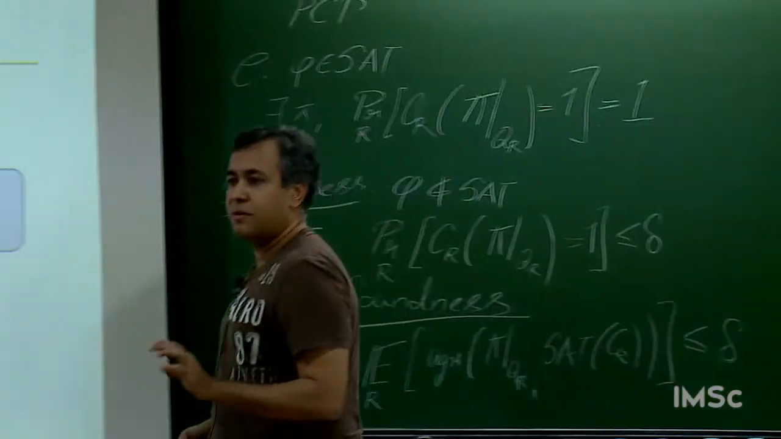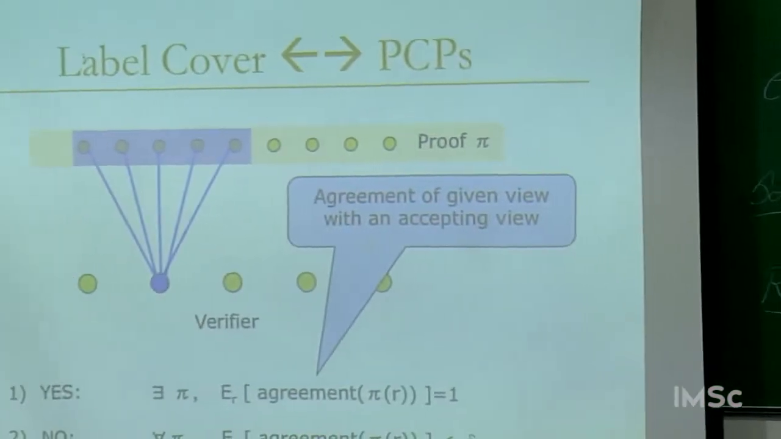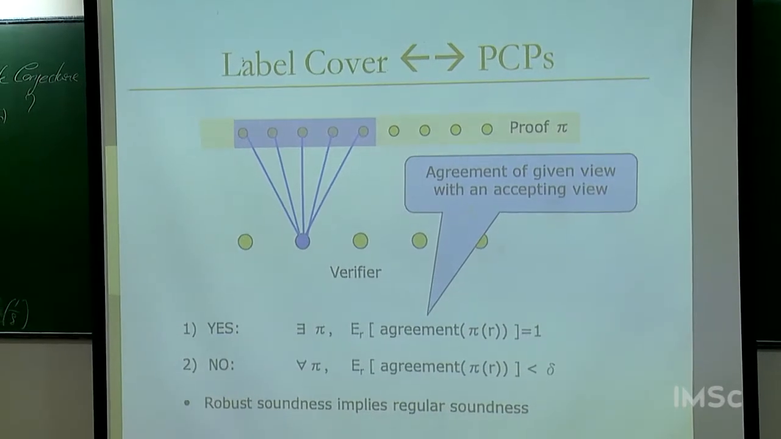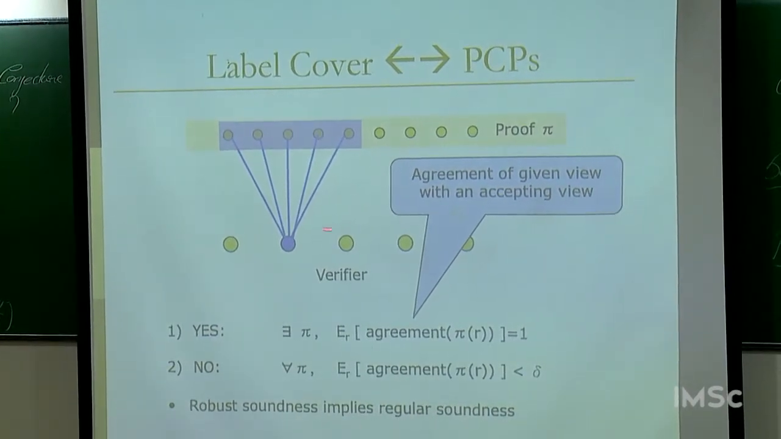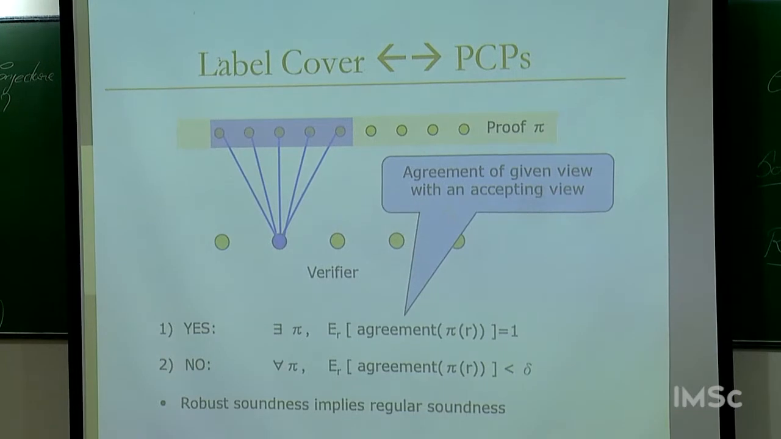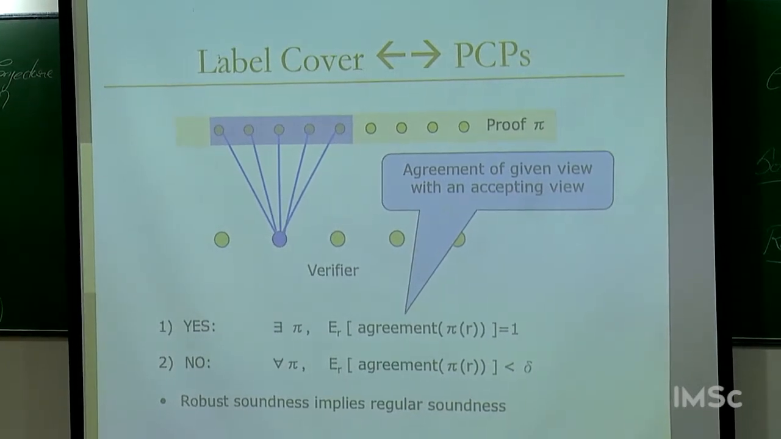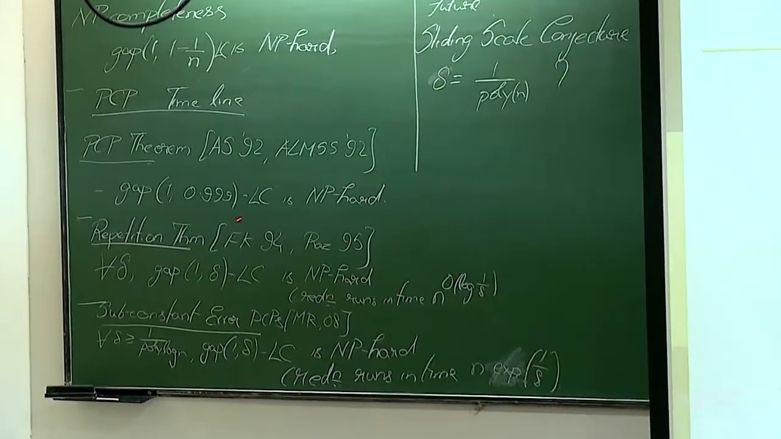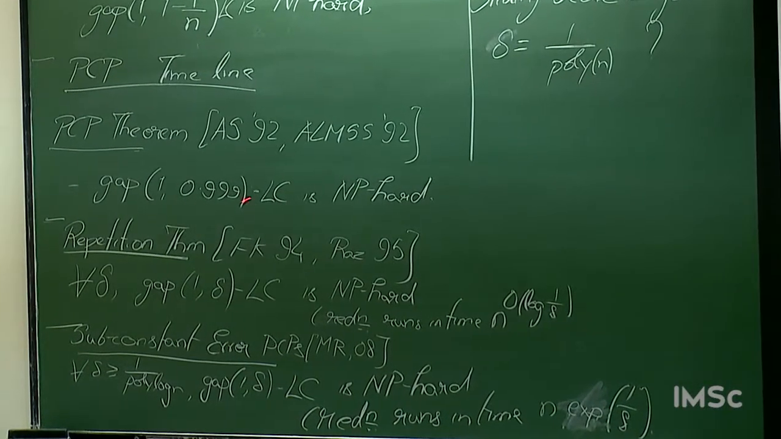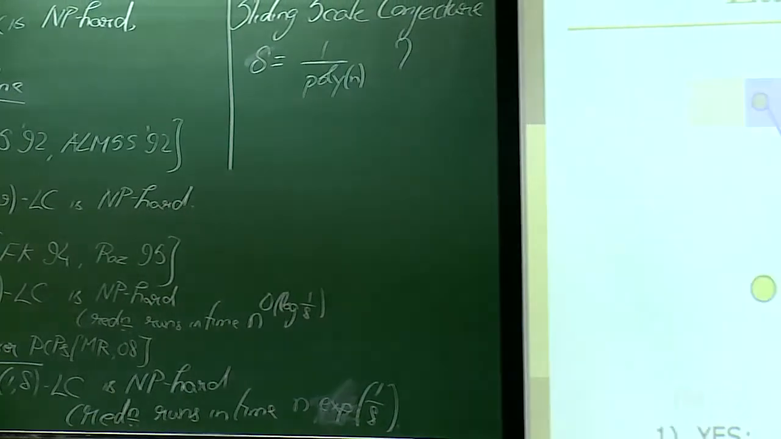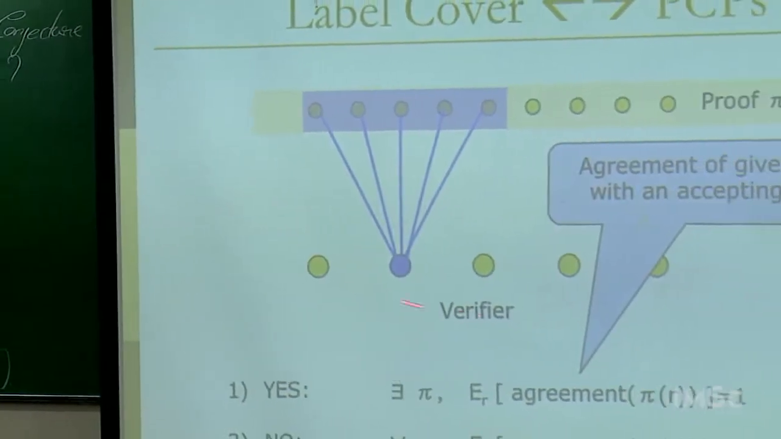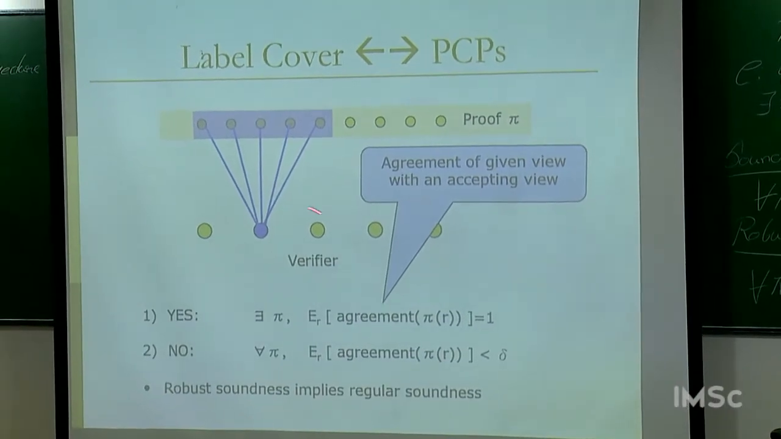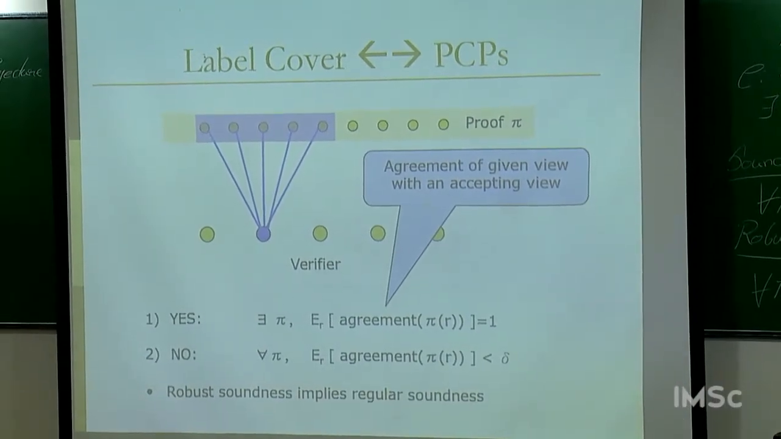Is this clear? That depends on what the degree of this label cover is. The label cover produced in this PCP is actually a constant degree label cover. I should have specified that, and hence the number of queries will be order 1. And notice the randomness will also be logarithmic because this instance size is polynomial. Therefore, the amount of randomness to pick a vertex will be just logarithmic in it.